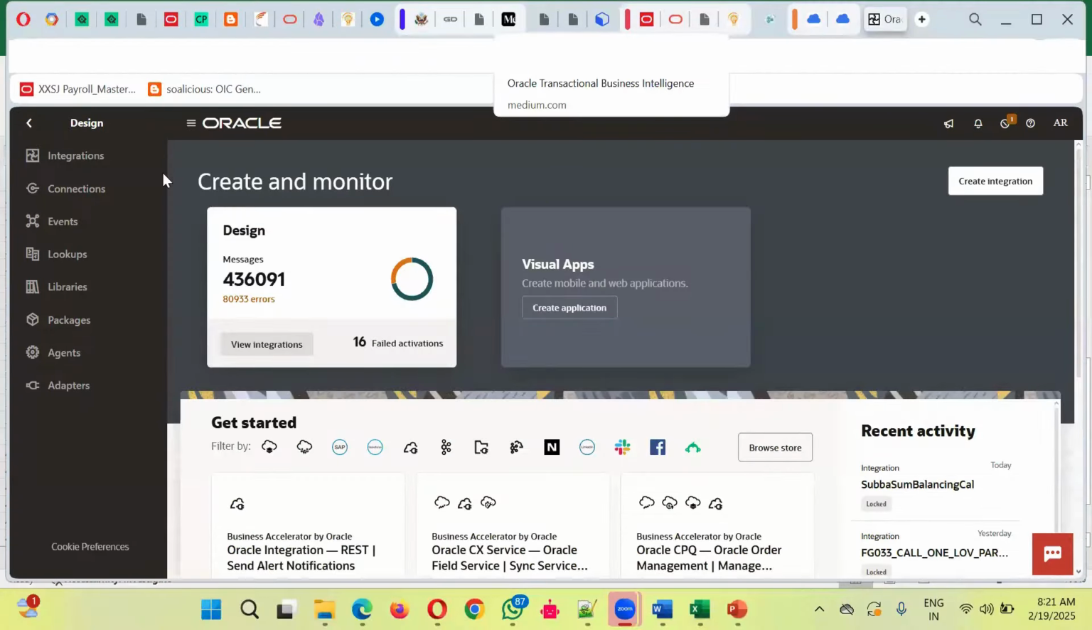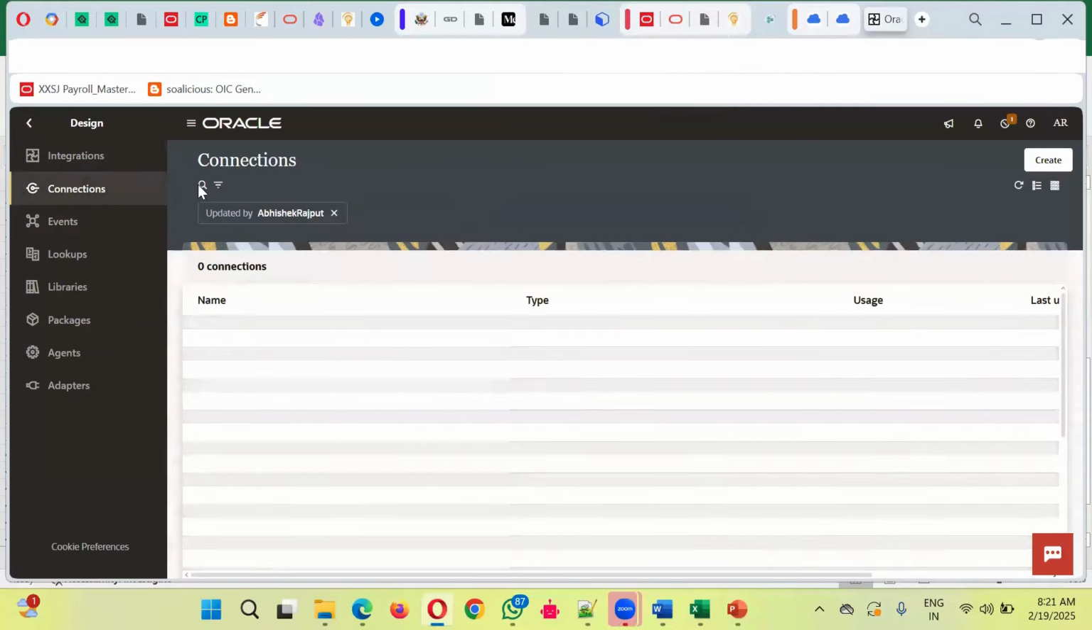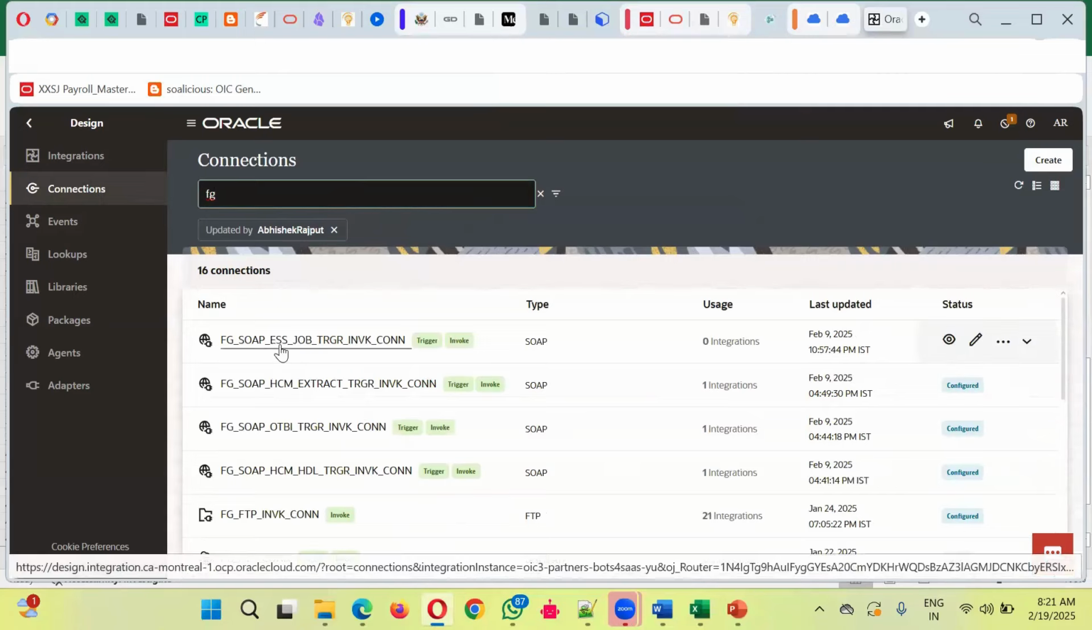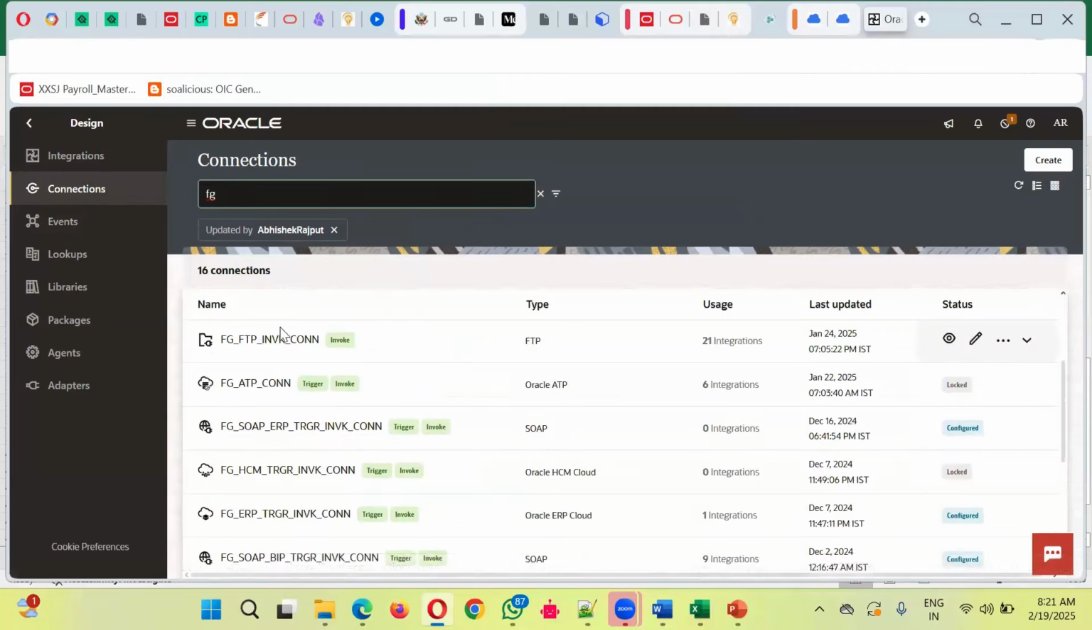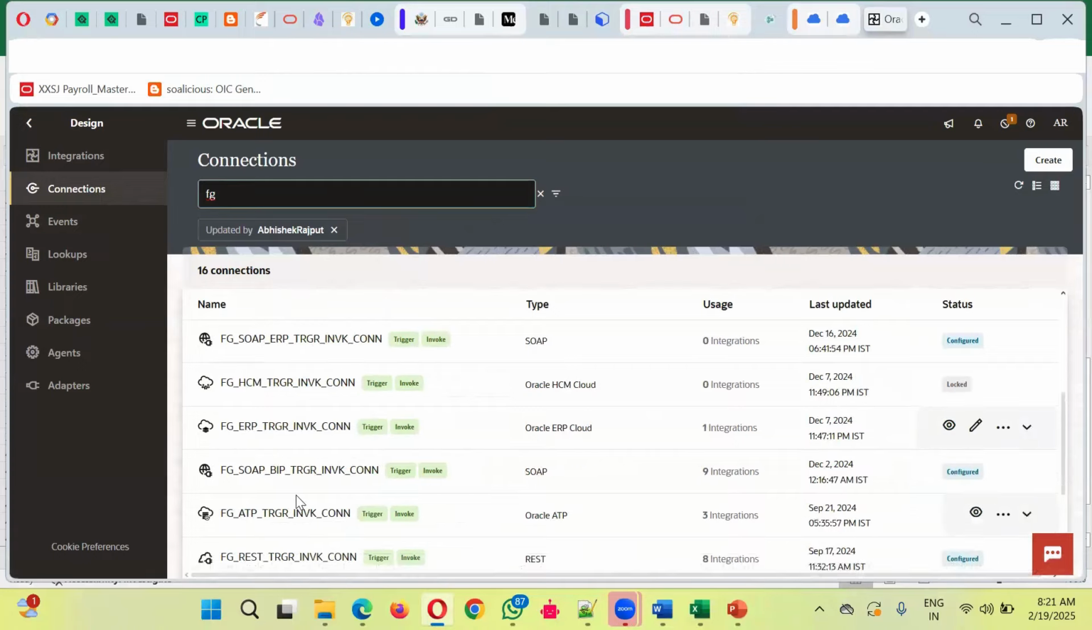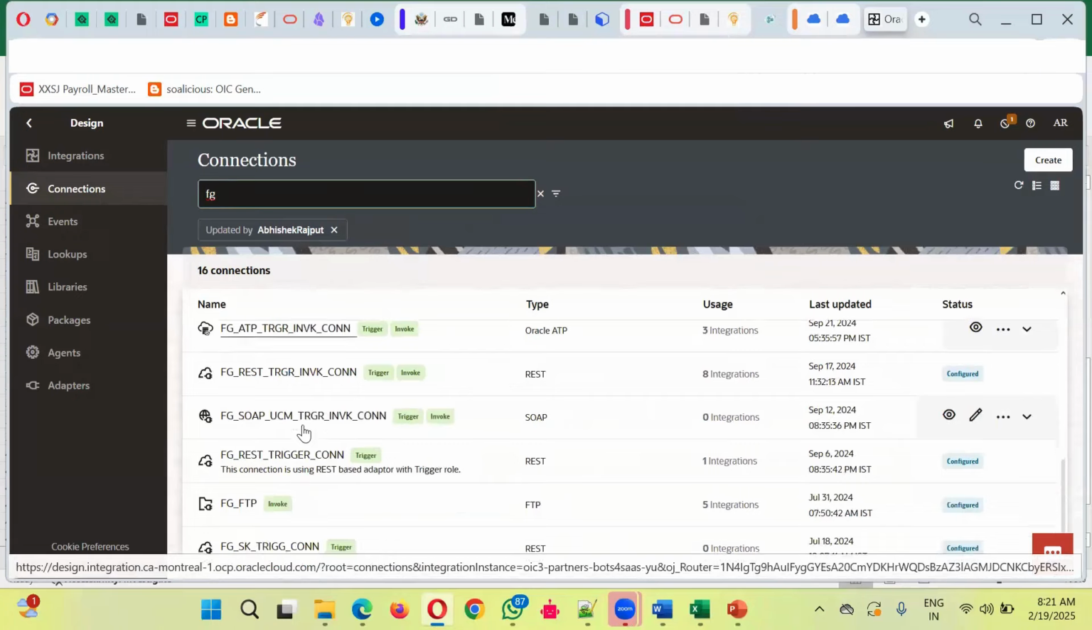Yeah. So guys, this is what we are offering, all the connections that we have created. We have kept the connection with the keyword called FG. All different sorts of connections related to SOAP, ESS job, HCM extract, OTBA, HDL, invoking different things, SOAP connectors, ERP trigger connection, BIP report connections. All these connections we will be seeing, FTP connections.